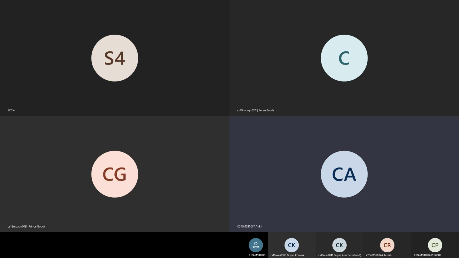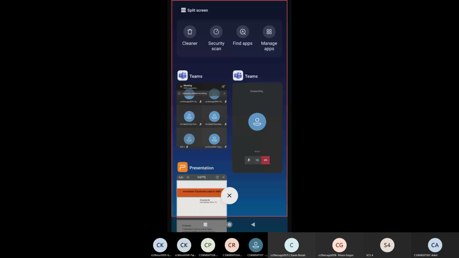Good afternoon, everyone. So today the discussion topic is about the activation function in the artificial neural network. I will share my PPT first, then you can randomly participate in this discussion. Is it visible, right?